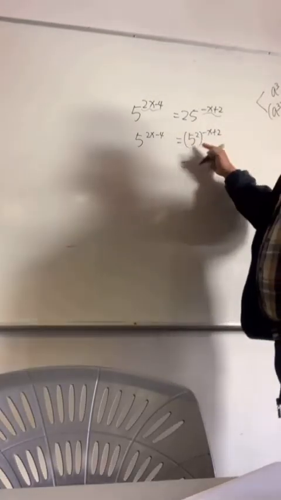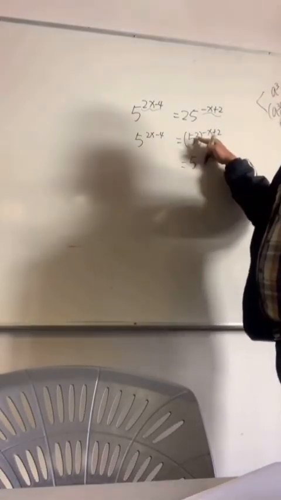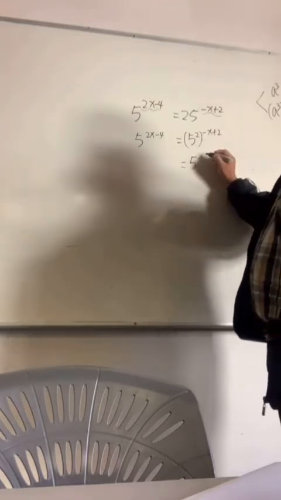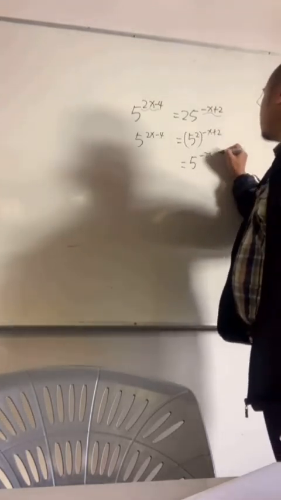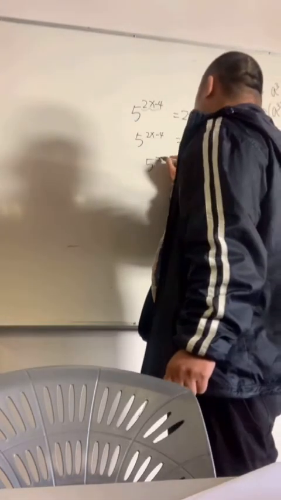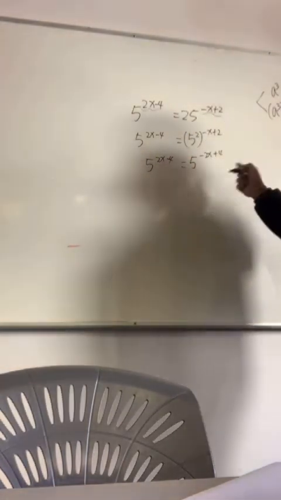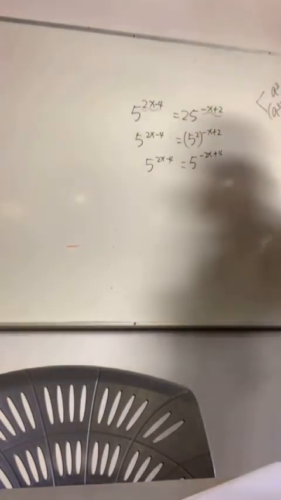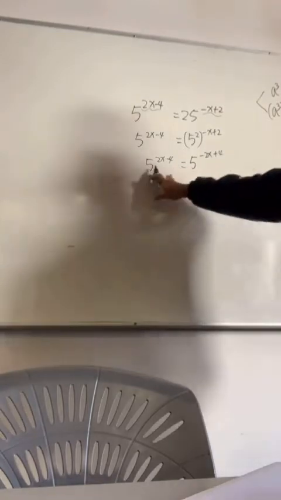So in this case, we can put the square outside the bracket. Does it make sense? So that will become negative 2x plus 4. Now it becomes something that we can actually solve, right? So we can get rid of the 5.